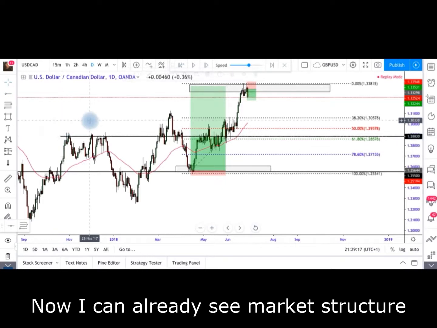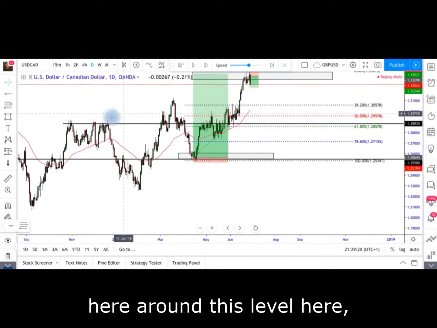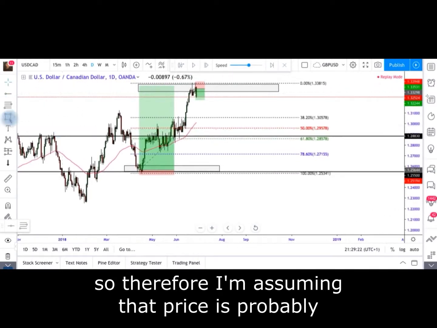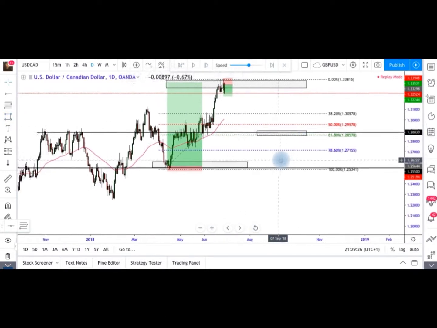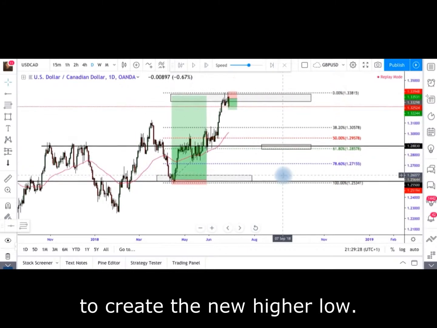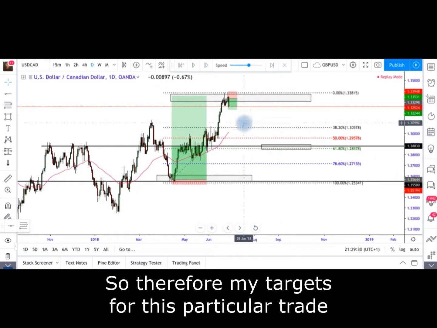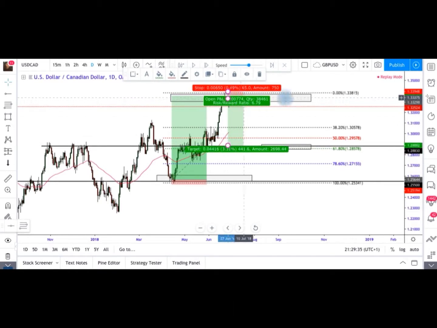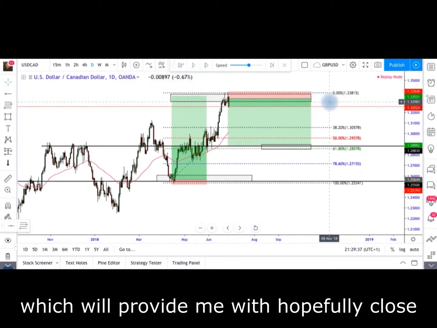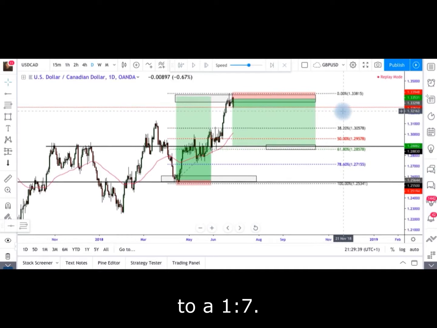Now I can already see market structure here around this level. So therefore I'm assuming the price is probably going to come down to this kind of region here to create the new higher low. So therefore my targets for this particular trade would be around here, which will provide me with hopefully close to a 1 to 7.